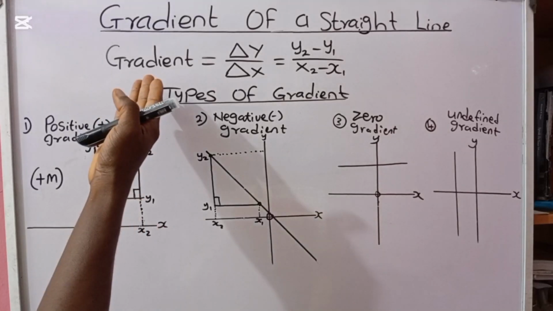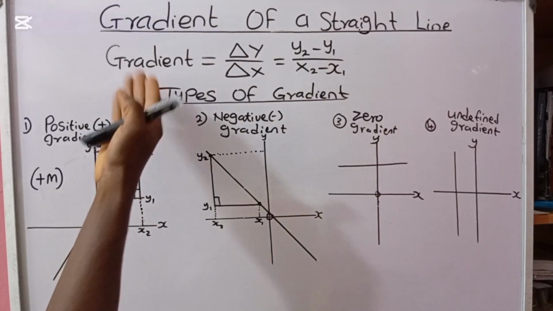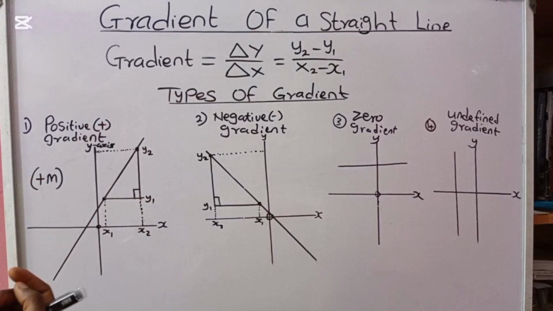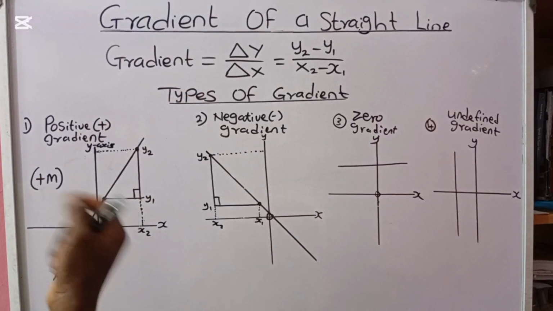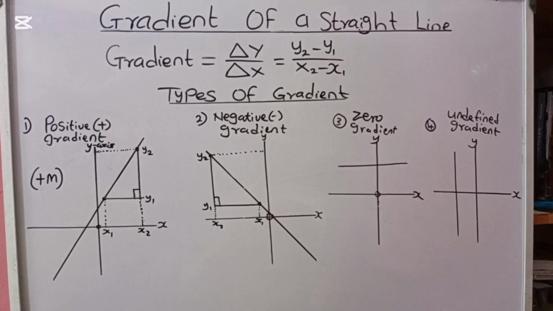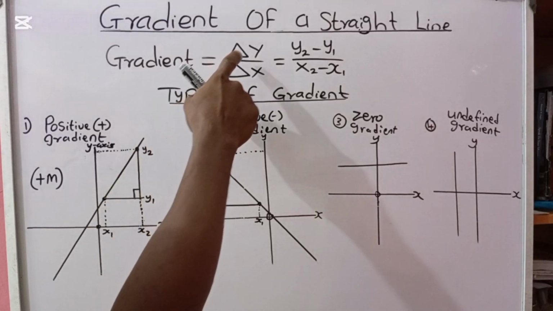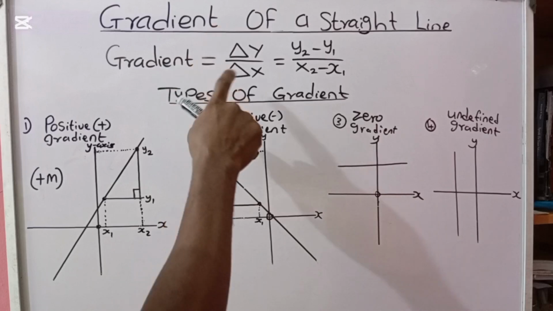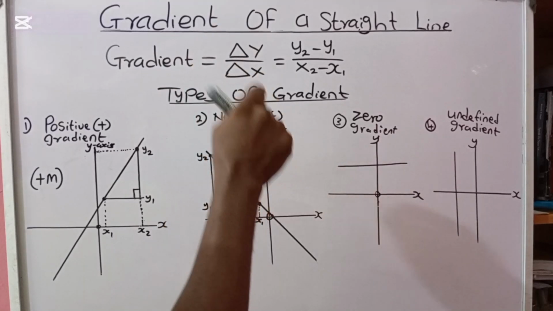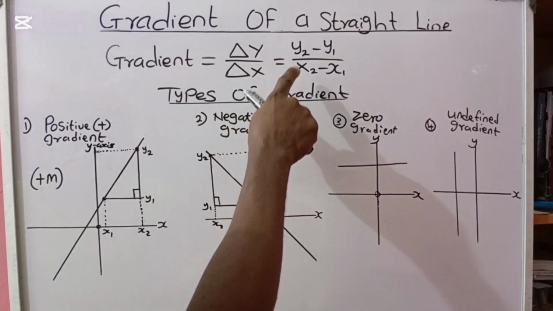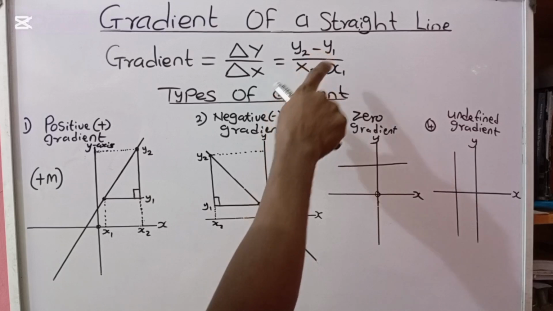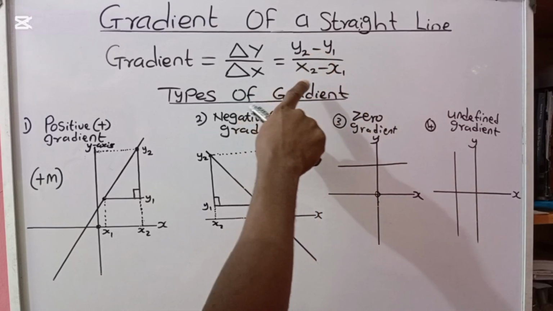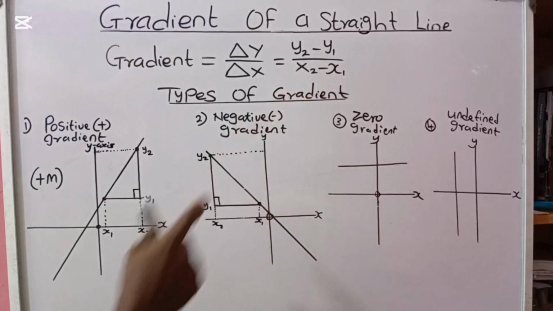All right, so this is the mathematical representation or the formula for calculating the gradient of a straight line. That is dy/dx, change in y all over change in x, which we translate to mean y2 minus y1 all over x2 minus x1.